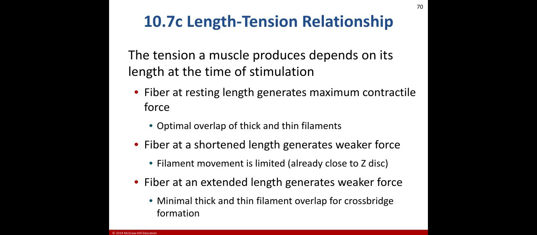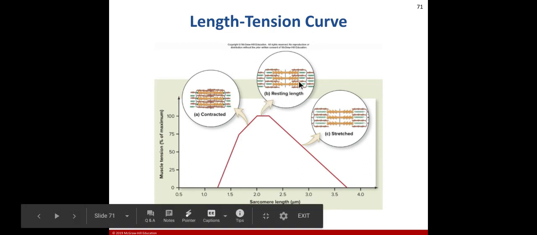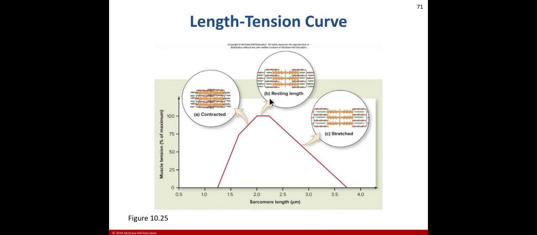The tension a muscle produces depends on its length. Fibers at resting length give the maximum force, because there is optimal overlap of those filaments. The little head of the myosin is moving and flicking, and you get the maximum contraction. If the fibers are shortened, that's a weaker force. If it's already close to the Z disc, it's not as strong. And fibers extended have the weakest force, because there'll be minimal thin and thick filament overlap. So when you contract from resting length, that's going to give you the most overlap of your thin and thick filaments. If it's already contracted a little bit and then you want to do more, that's going to give you less tension. And if it's stretched, that's the absolute least. You're not really overlapping those different filaments.